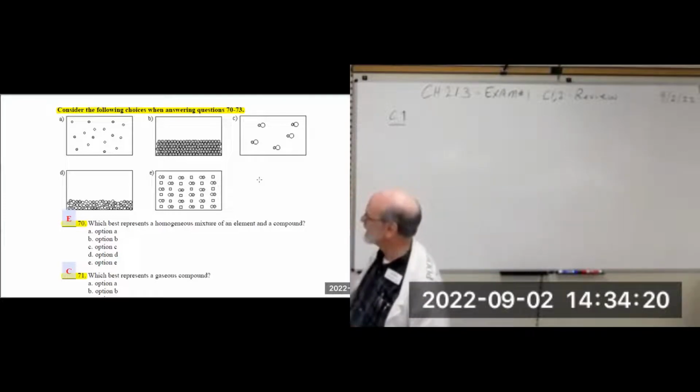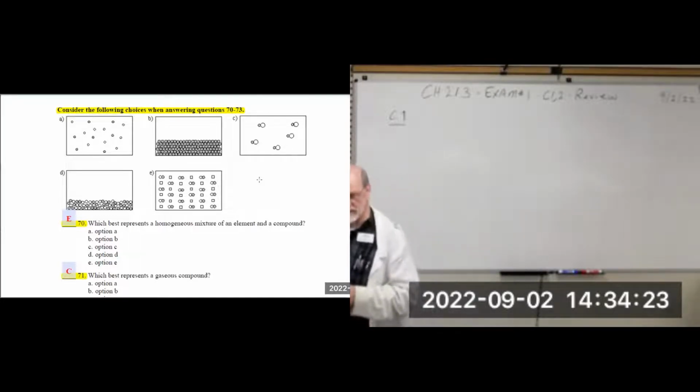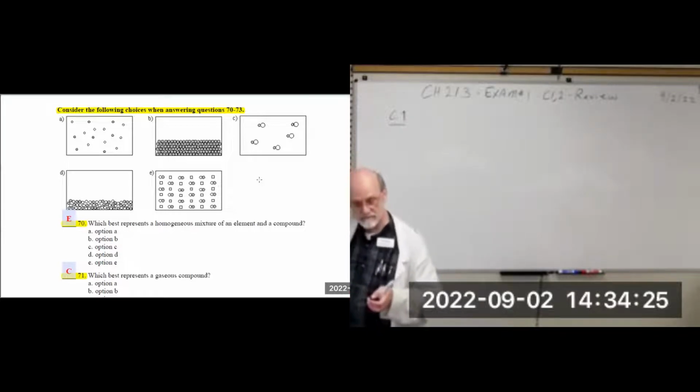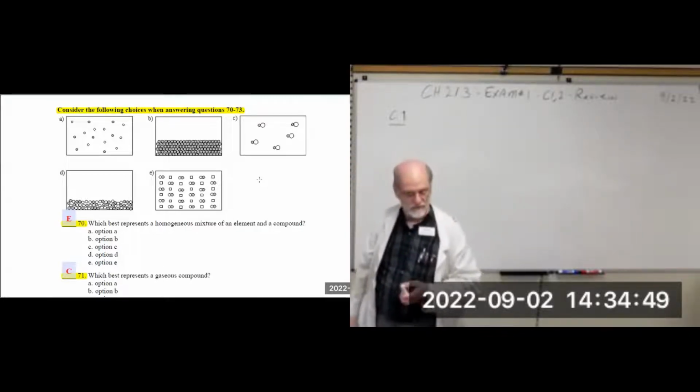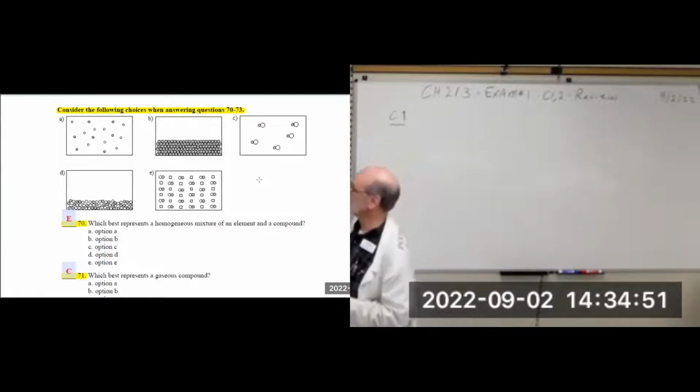How about D? It looks like D has two different types. It's got a shaded and an open circle, but they're not combined, right? And they're irregularly arranged. And if we look at them close, they're not homogeneous either, right? We got concentrations of some dark ones here and then light ones over here. So that's a heterogeneous mixture of two elements. And how about this one?